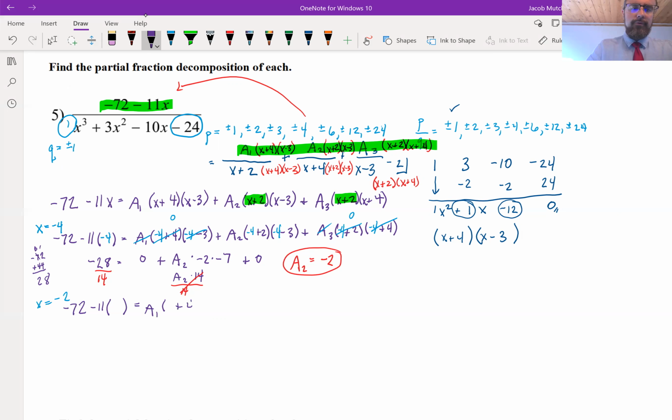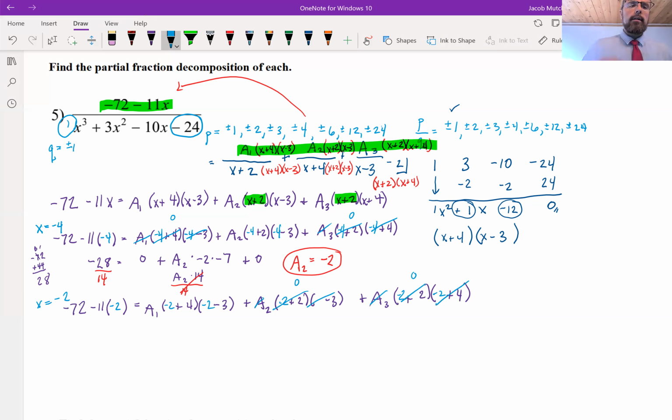blank plus 4 blank minus 3, plus a sub 2 blank plus 2 times blank minus 3, and then plus a sub 3 blank plus 2 blank plus 4. So all those blanks are going to be negative 2's because I substituted in negative 2 for x. And just like in our first run through with x equals negative 4, here I'm going to get some zeros, so that whole second product will zero out, as will the third.